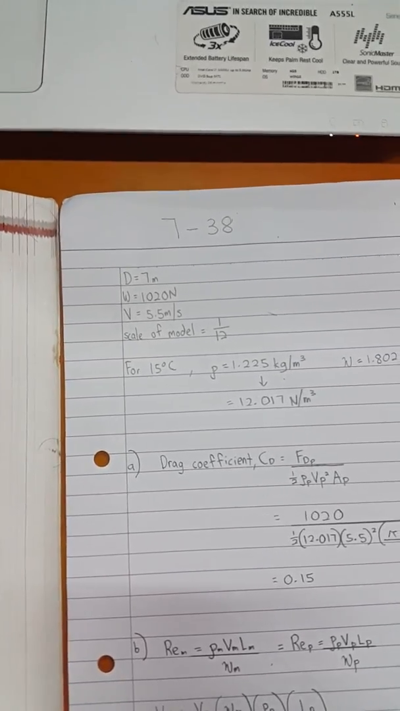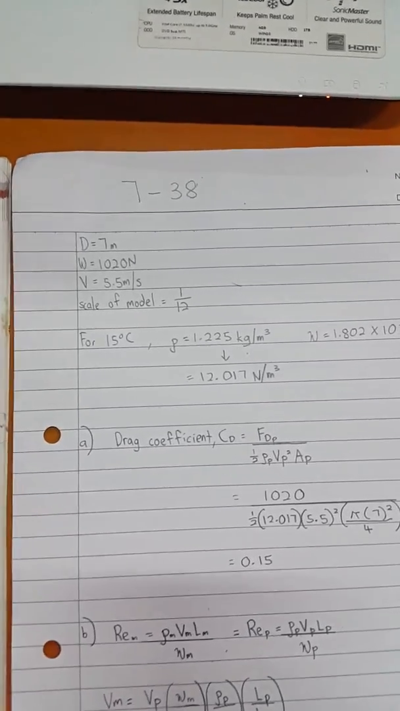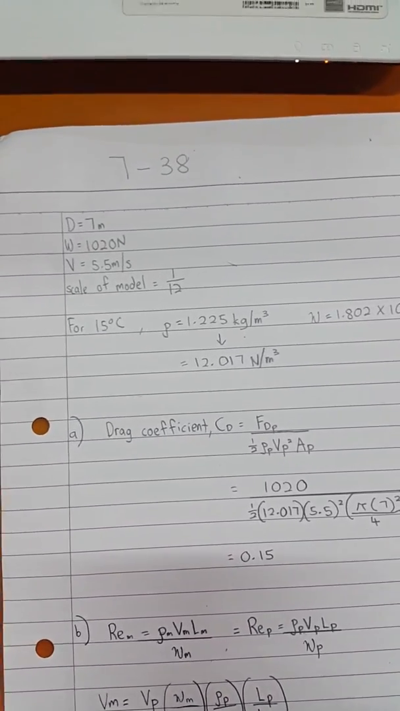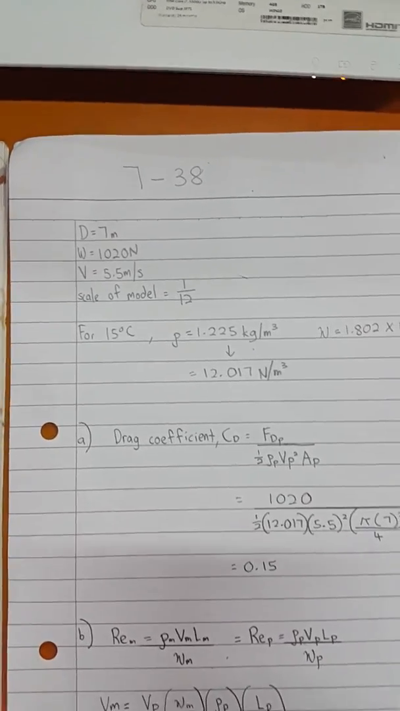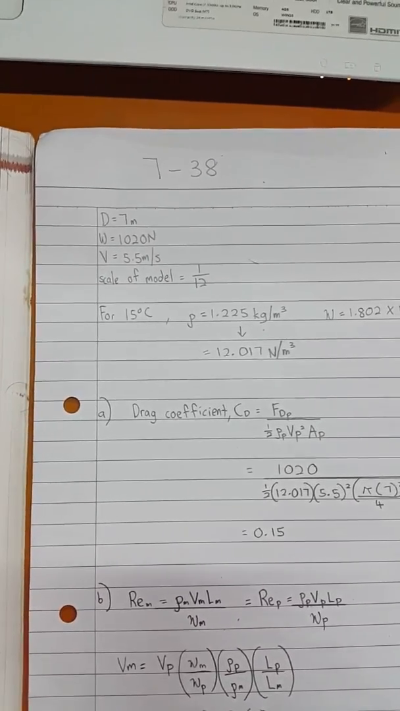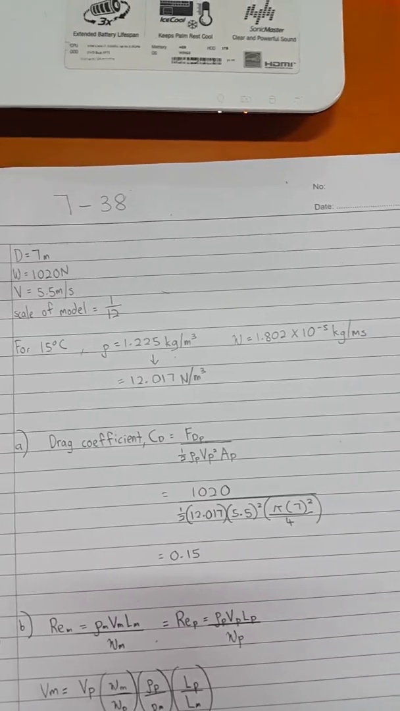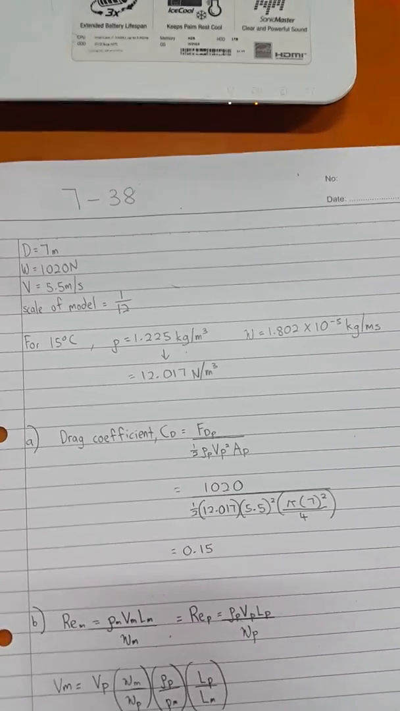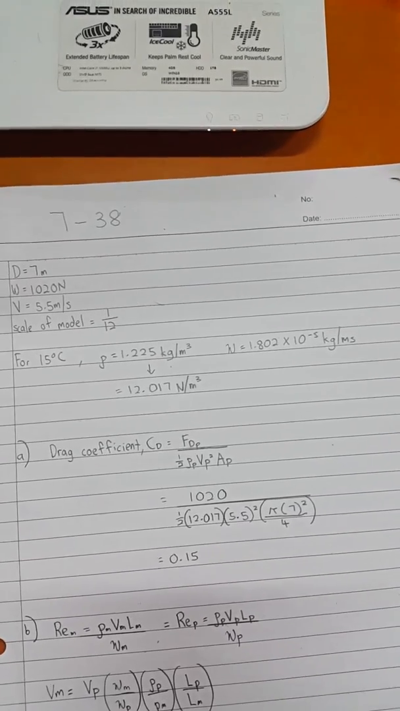So according to the given temperature, what we find from the table is the density equals 1.225 kg per meter cubed, and when it's converted in respect to Newtons, it's 12.017 Newtons per meter cubed, and the dynamic viscosity is 1.802 times 10 to the power of negative 5 kg per meter second.